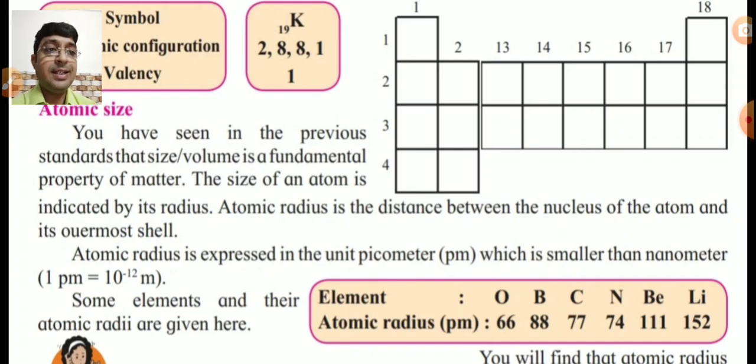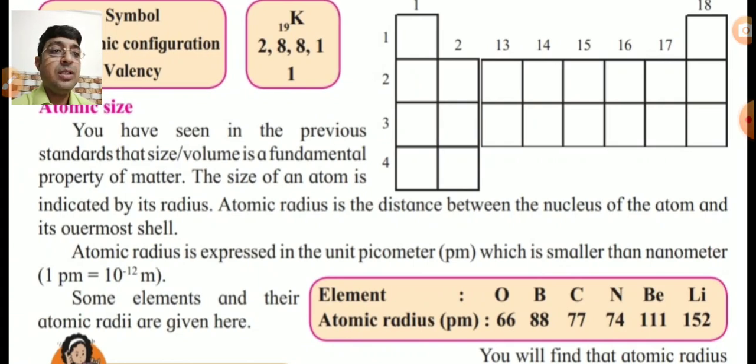Underline this sentence. Atomic radius means the distance between the nucleus of the atom and its outermost shell. This is the definition of atomic radius that we learned in the previous standard also. Atomic radius is expressed in the unit picometer, in short pm, which is smaller than the nanometer. In bracket, 1 picometer is equal to 10 raised to minus 12 meter.